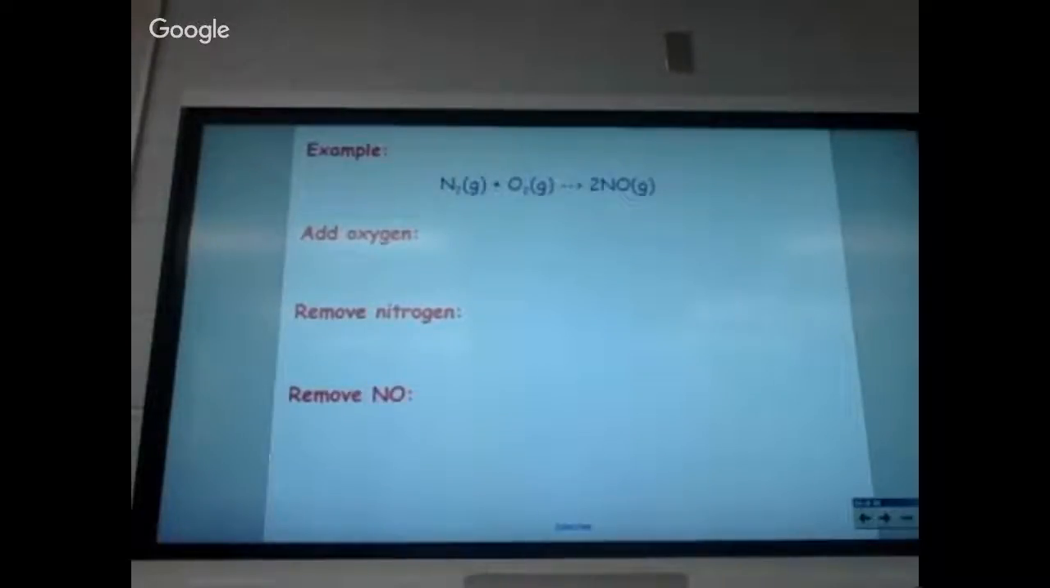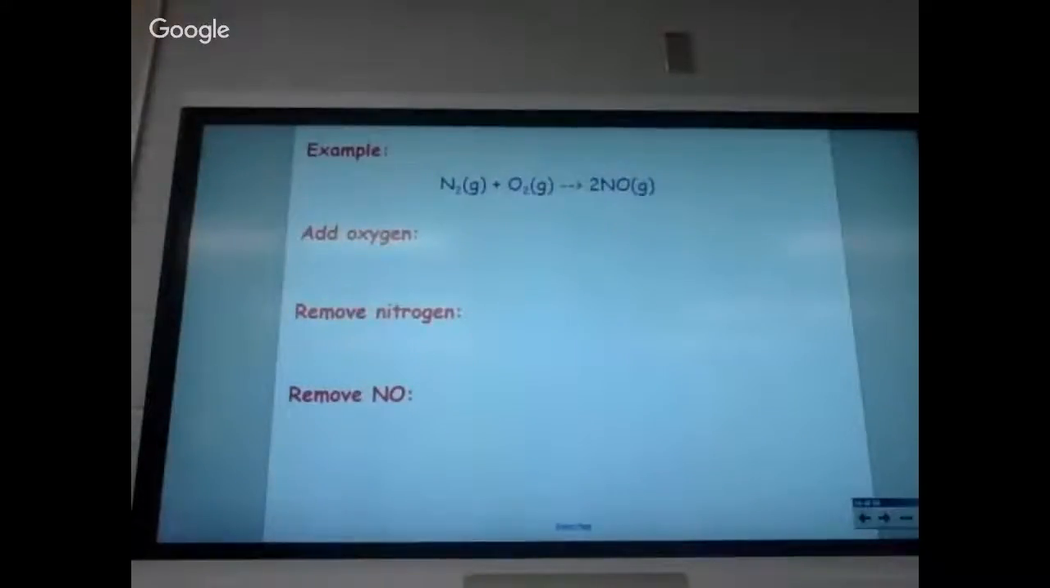Can you remove it? Could you do these the other way? Yeah, I could say remove O2, add nitrogen, add NO. Could do any of them. Those are just ones I selected. When you add or remove something, you do it to the side it's already on, right? Yep. And we're just saying what direction it shifts.